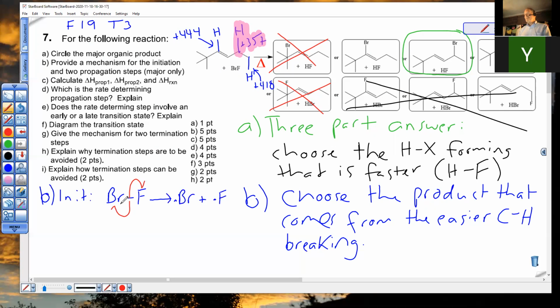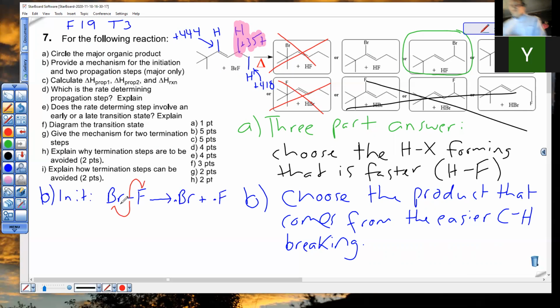Now you've got to pick the one that's more reactive. You already circled the one that's more reactive. It was F dot. I don't want to hear about Br dot for the rest of this whole exam. If you do Br dot after this, doing anything, it's meaningless. It's not as reactive as F dot, not even close.